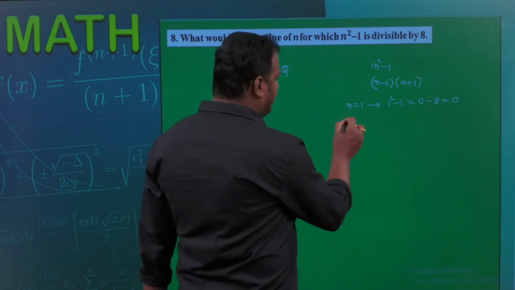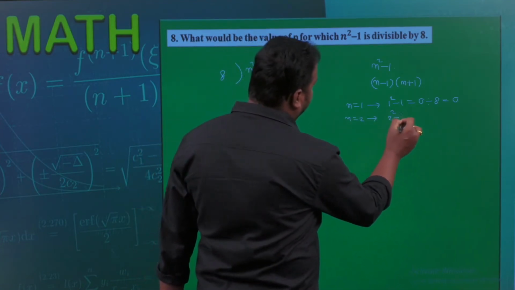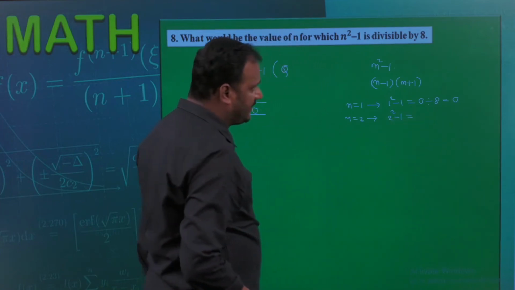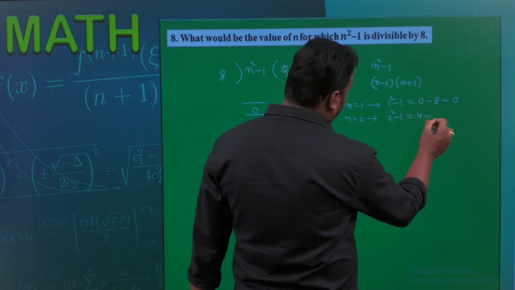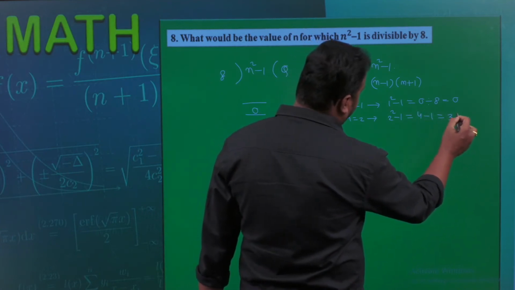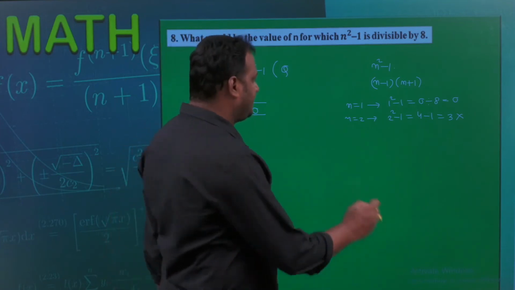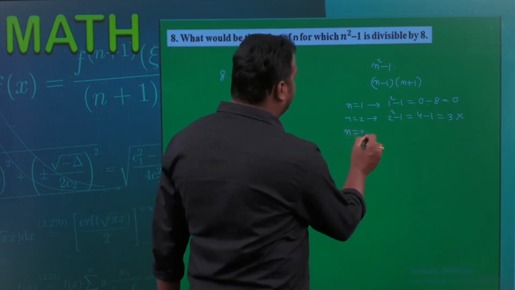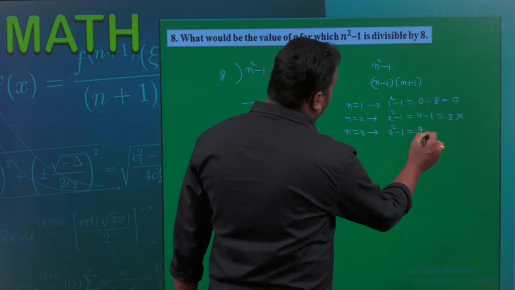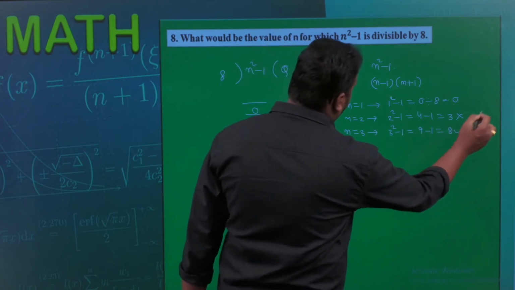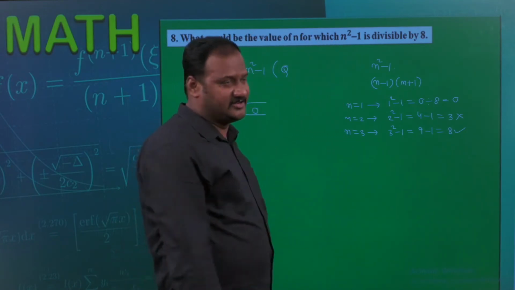Right? When n is equal to 2, then 2 square is equal to 4 minus 1 is equal to 3. 3 is not divisible by 8, because 3 is smaller than 8. And when n is equal to 3, then 3 square minus 1 equal to 9 minus 1 equal to 8, which is divisible by 8. Are you able to identify the logic behind?